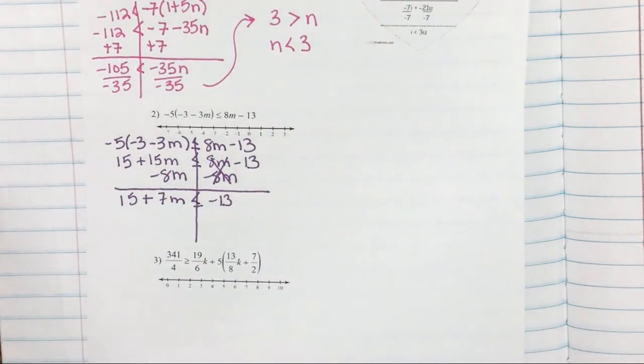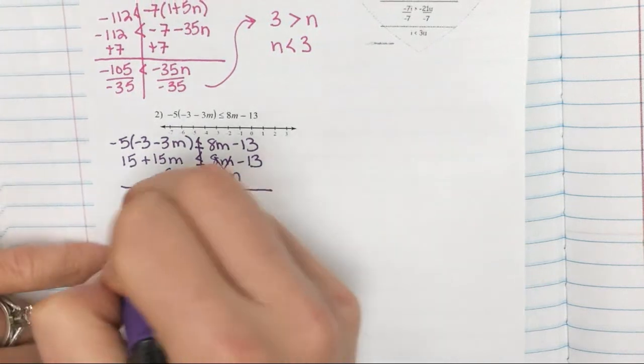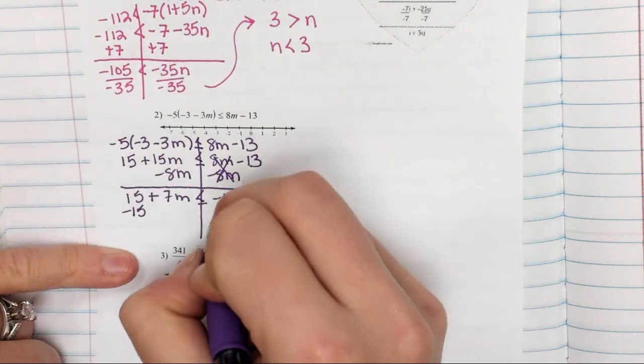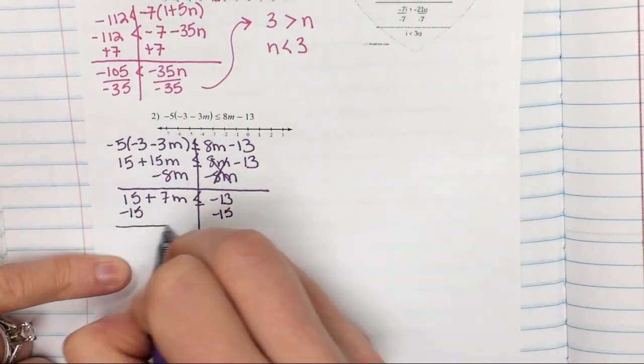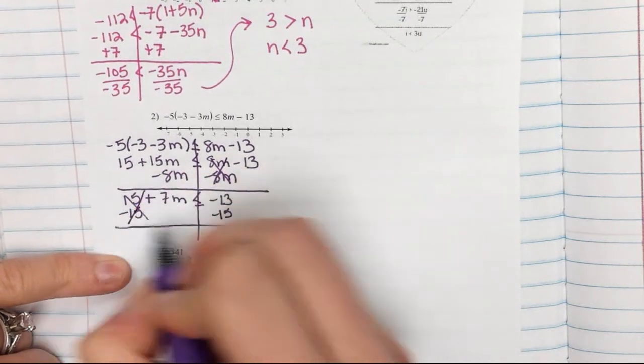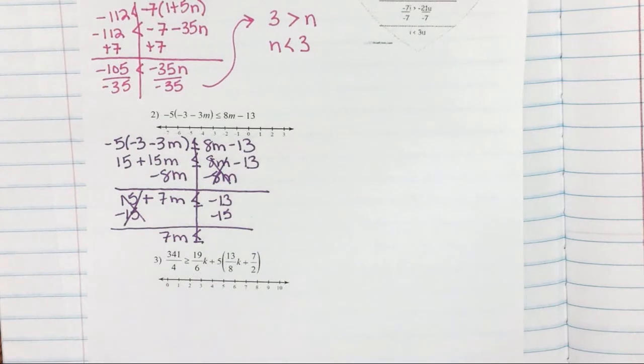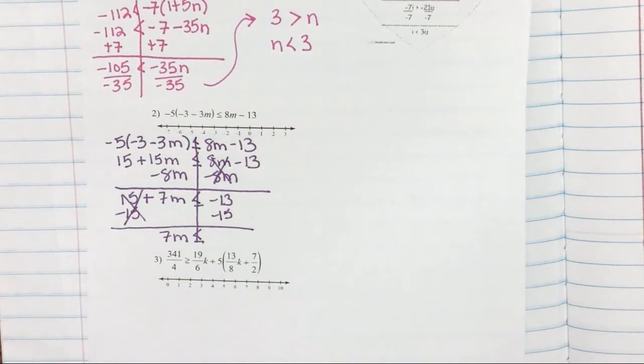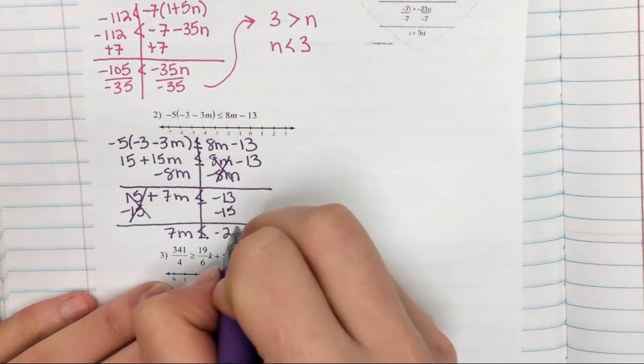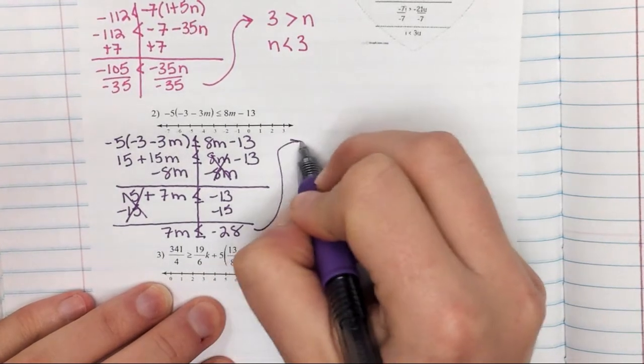I then need to move the constants to the other side, so I'm going to use the subtraction property of inequality. I'm going to subtract 15 from both sides. These two cancel, so I'm left with 7m is less than or equal to negative 28. Come up here, running out of room.